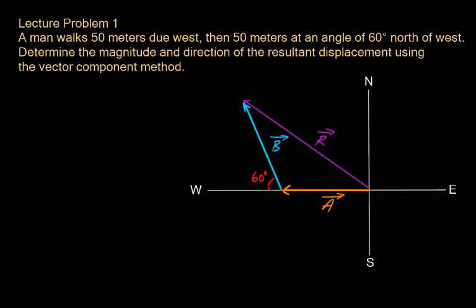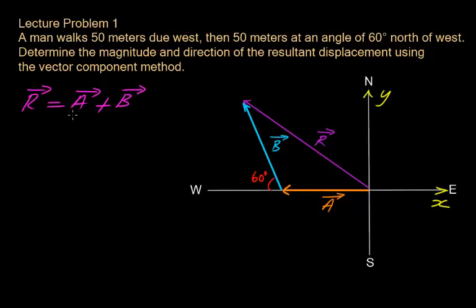The next thing that we need to do is to establish the coordinate system. I'm going to choose the east direction to be my positive x and the north direction to be the positive y. The resultant vector R is the sum of vector A plus vector B.